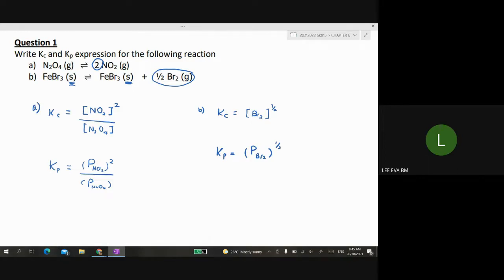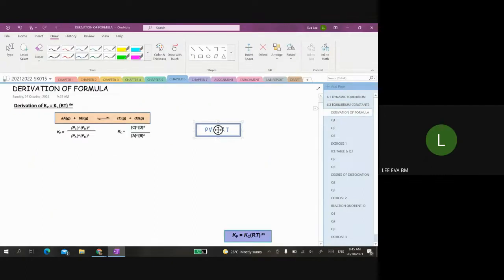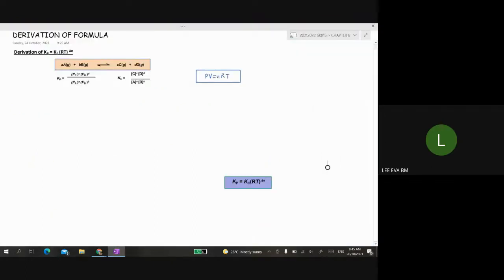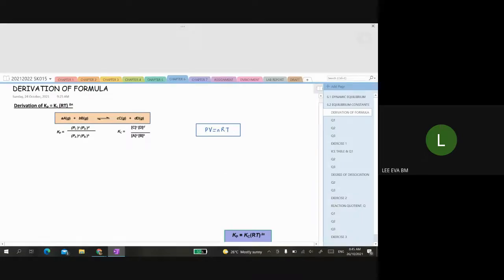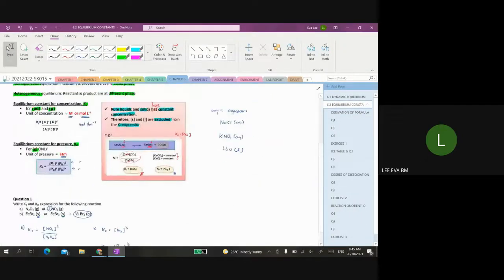So is there any questions over this part? Ada soalan nak tanya? Tak ada, Madam. Ada. Boleh ikut ya. Okay, sekejap ya, Madam check. I think that's all for this page.